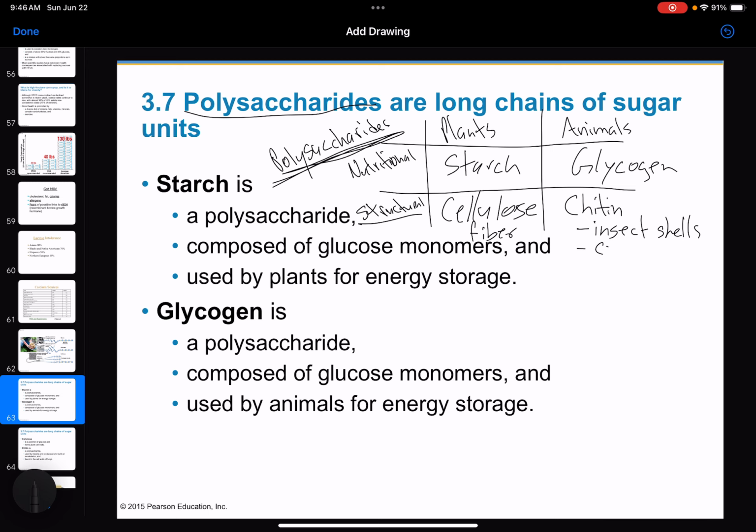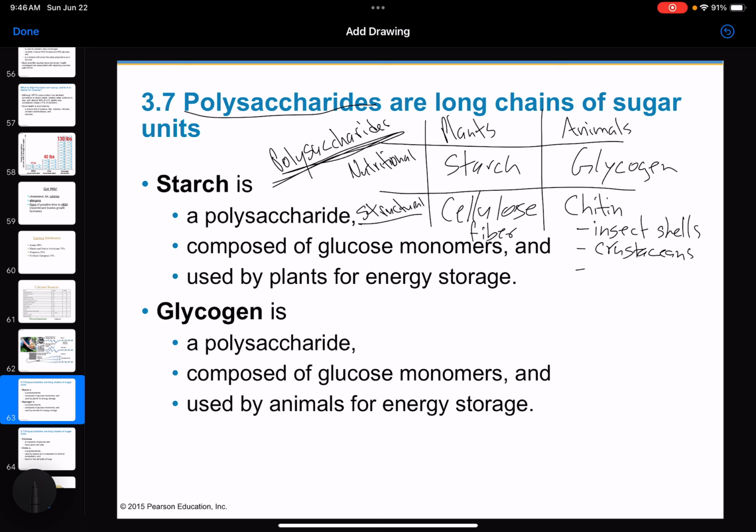You can also get them in crustaceans, lobster, crab, shrimp. The shells that they have, those are also made out of sugar. But you can't break them down. You can't do anything with them. They're structures. They're not nutritional.